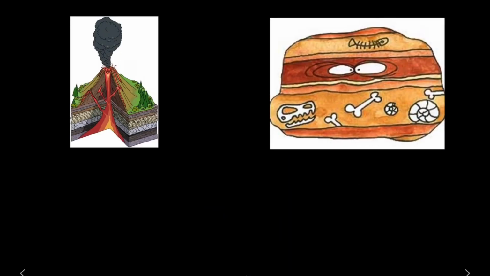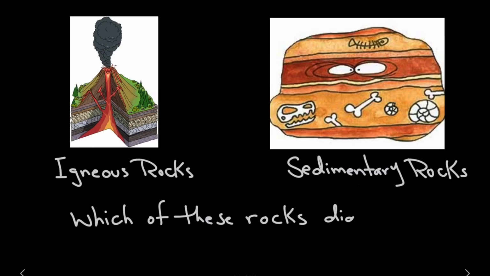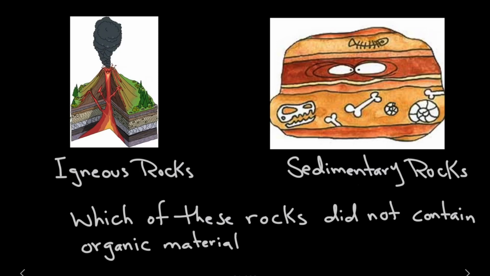Let me tell you a story now. One day I was in a lab and I was given two types of rocks to date. One was an igneous rock and the other one was a sedimentary rock. I'd like you to think now, which of these rocks do you think did not contain organic material? By organic material, I mean that did not contain a once living organism. You may pause the video now to examine these two types of rocks and to be able to decide which of these rocks did not contain a once living organism.